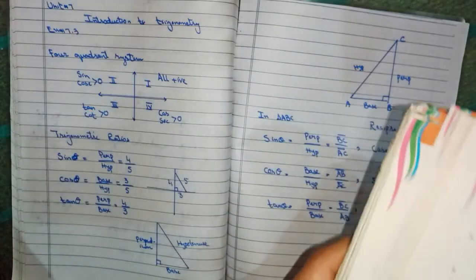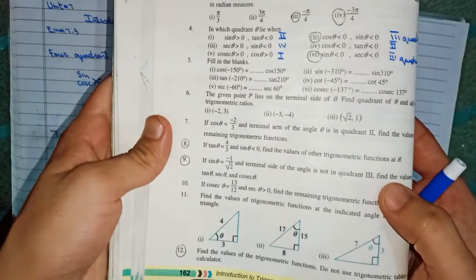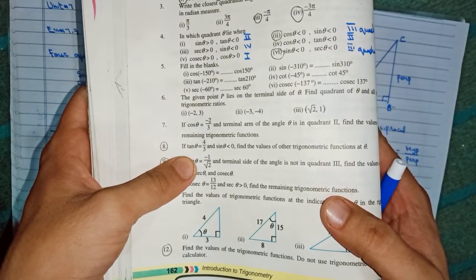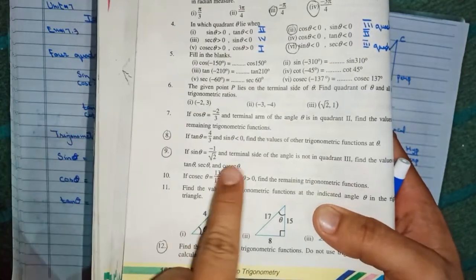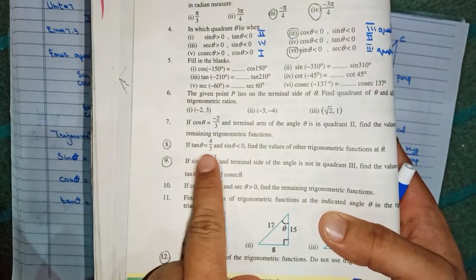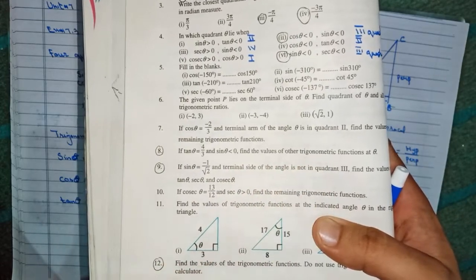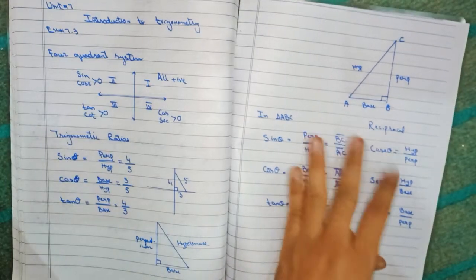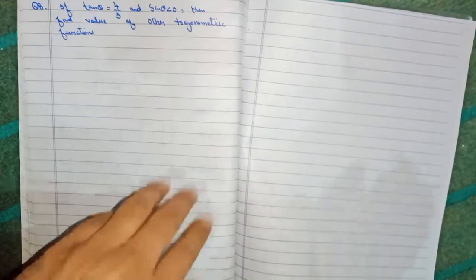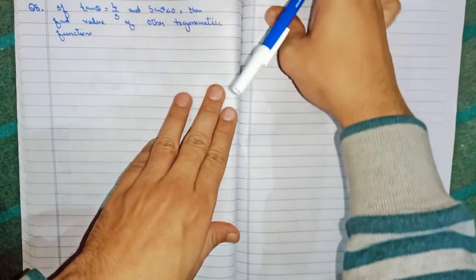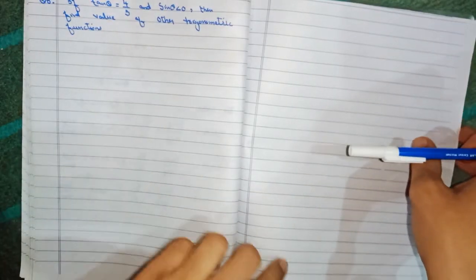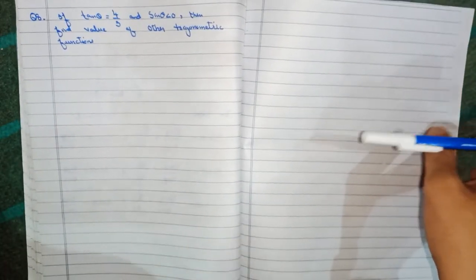Question number 8: the value of tangent theta is given as 4 by 3, sine is negative, find the value of the other trigonometric functions at theta. I write the statement of question number 8. If tangent theta equals 4 by 3 and sine theta is negative, then find the values of the other trigonometric functions. Solution: how will we solve it?